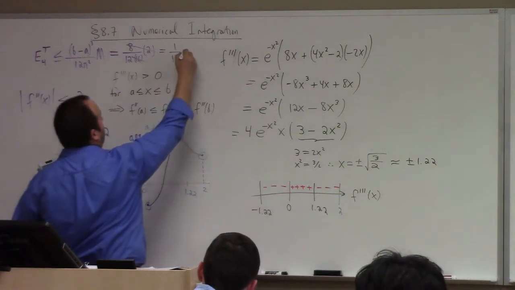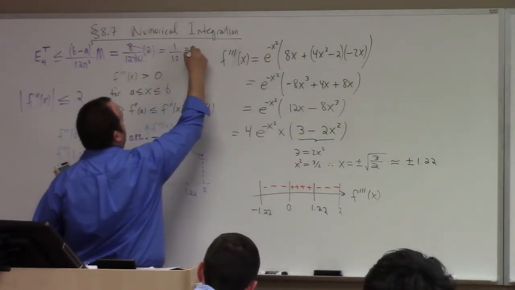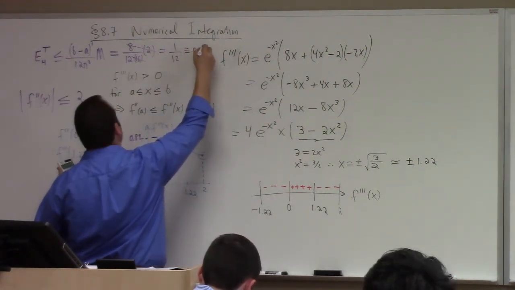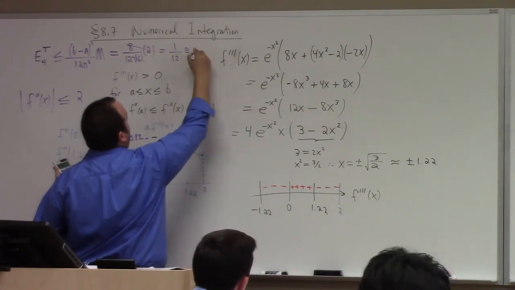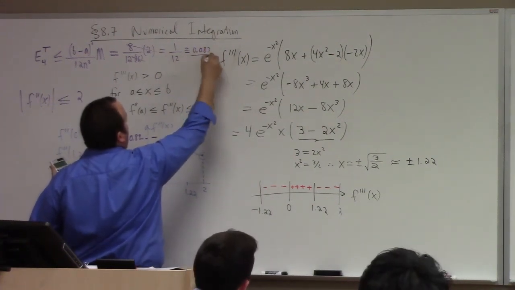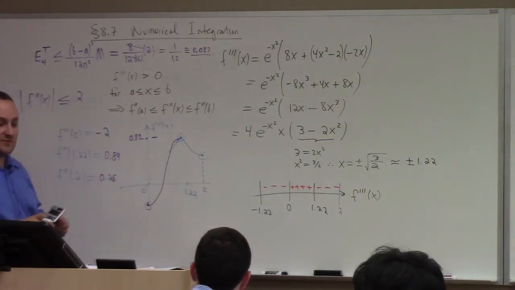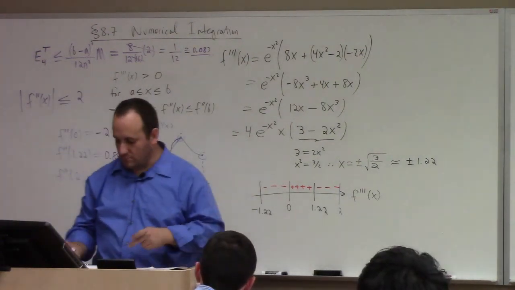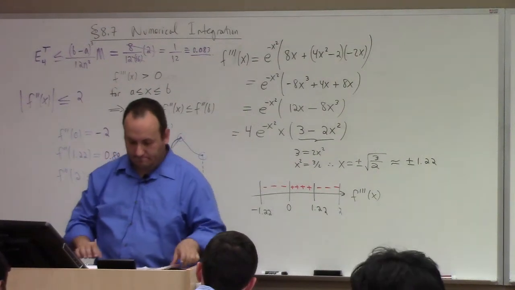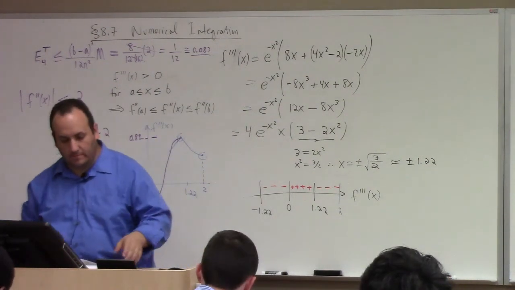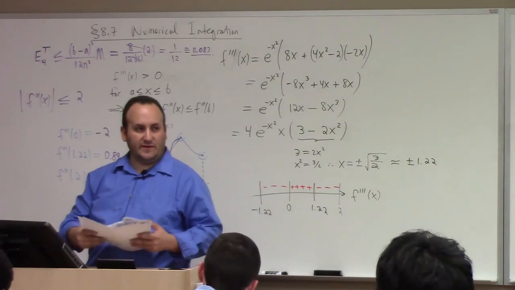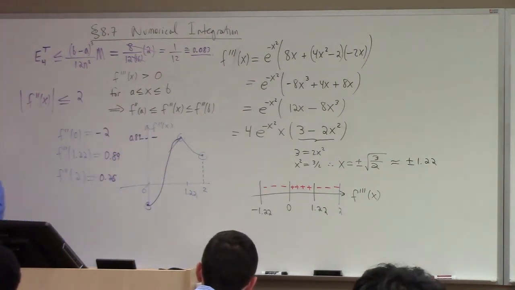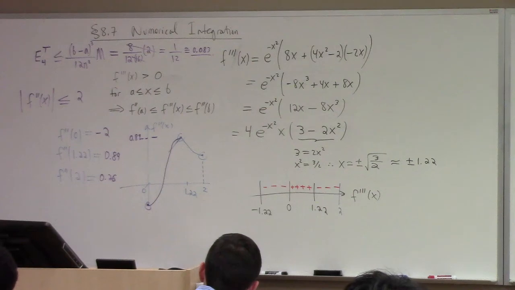So I get about 0.083. We should be within 0.08 of the real answer, all right? You're like, okay, so how do you find out the real answer, right? The point of this is, the theorem is true. You don't need to know the real answer.